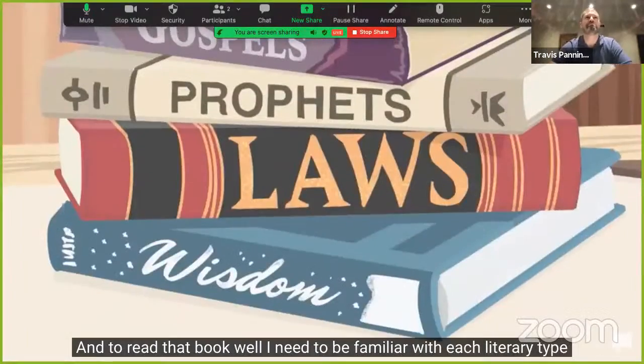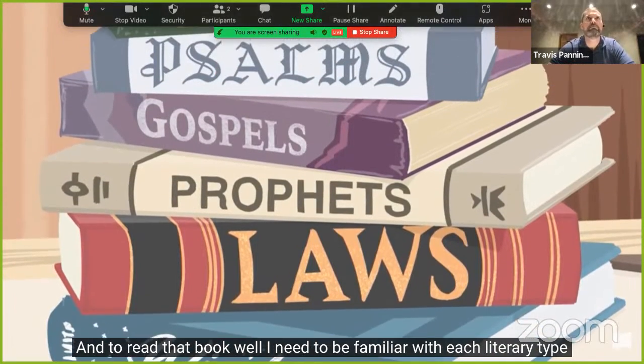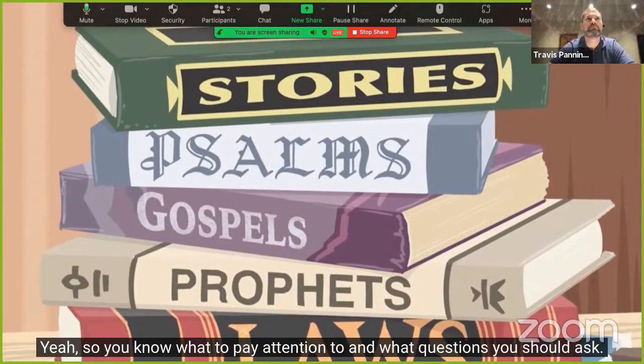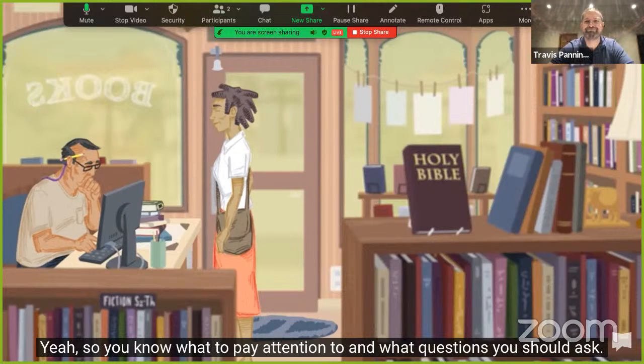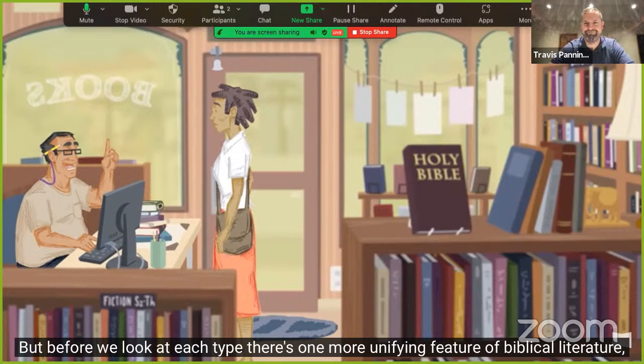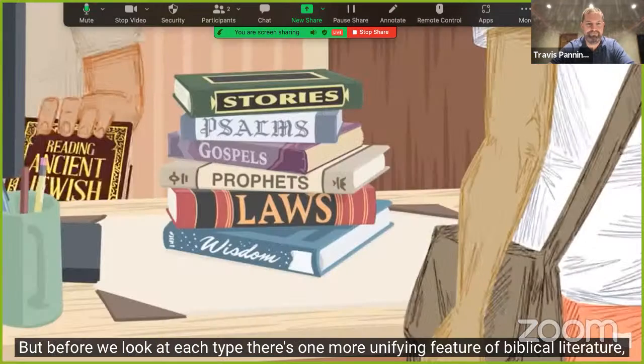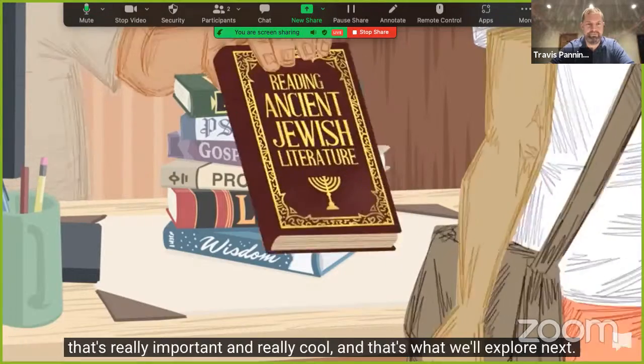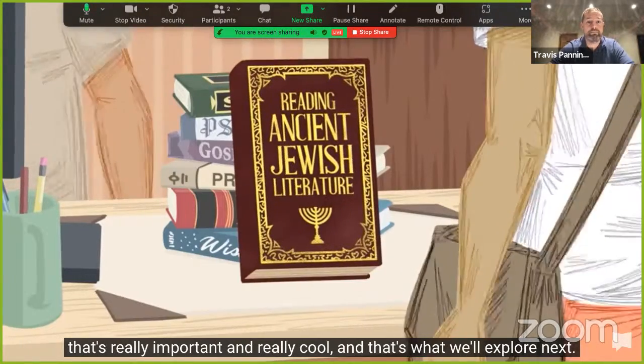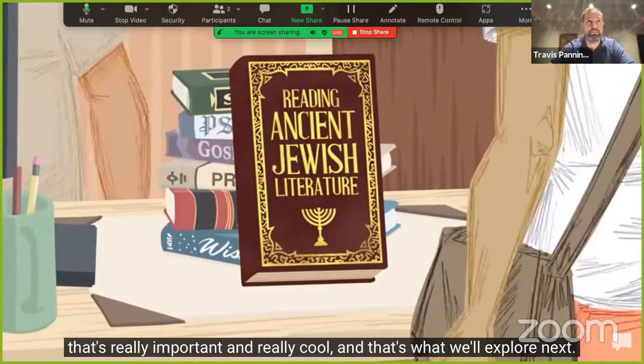And to read that book well, I need to be familiar with each literary type and how it works. Yeah, so you know what to pay attention to and what questions you should ask. But before we look at each type, there's one more unifying feature of biblical literature that's really important and really cool. And that's what we'll explore next.